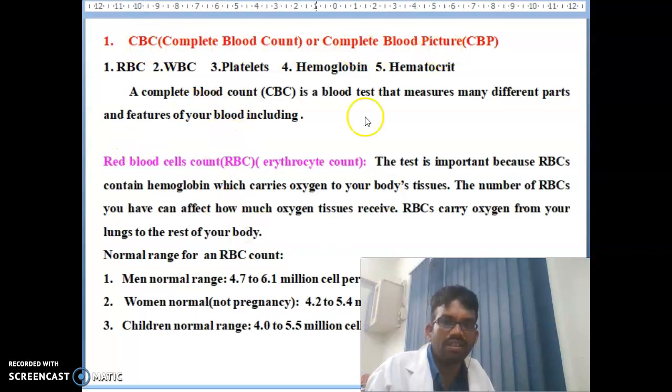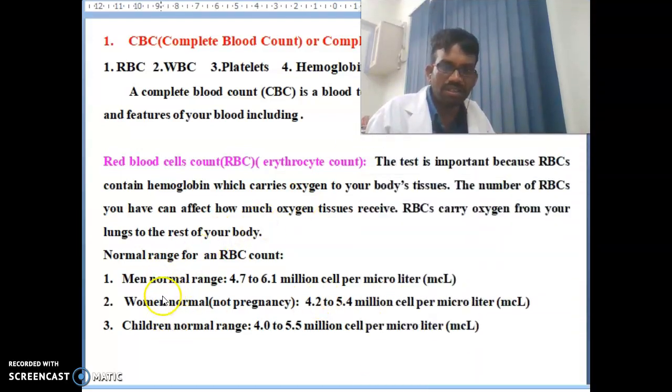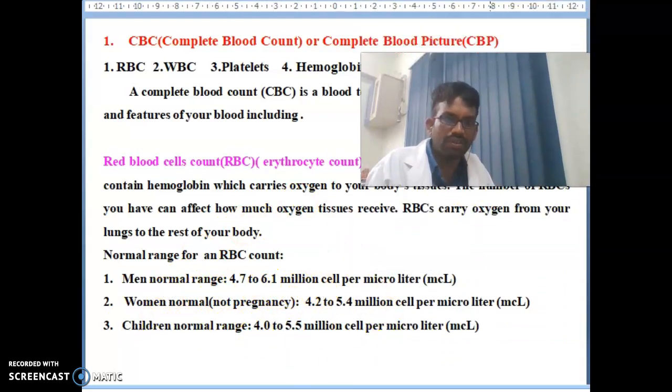Briefly, RBC means red blood cells, simply called the erythrocyte count. The test is important for hemoglobin, which carries oxygen to our body tissues. RBCs carry the oxygen from the lungs to the rest of our body. I have mentioned the normal range here; you can see the normal range of these things and find it from here.